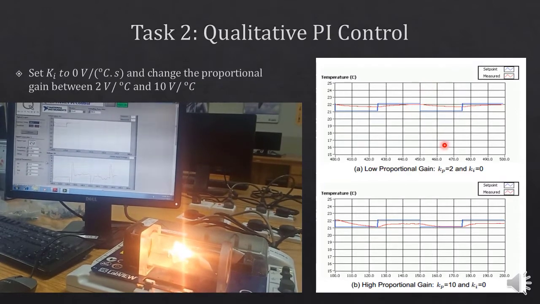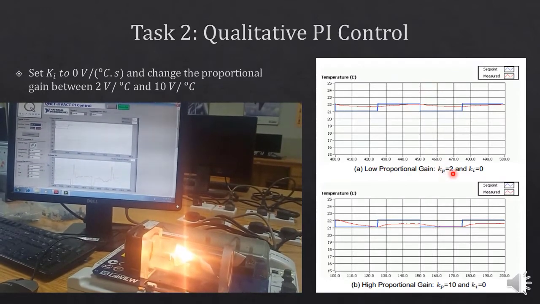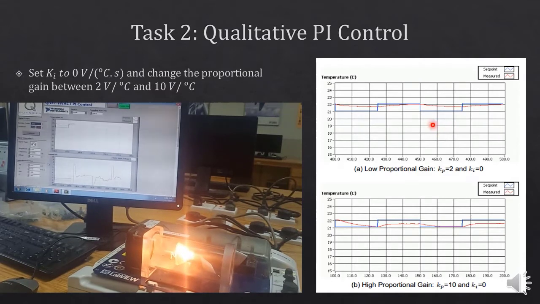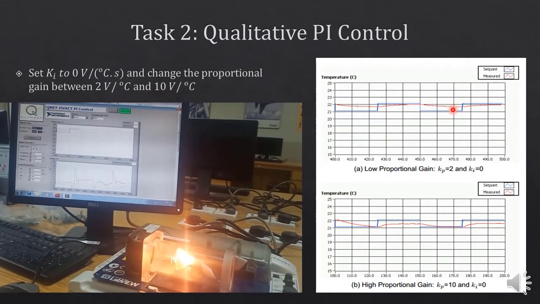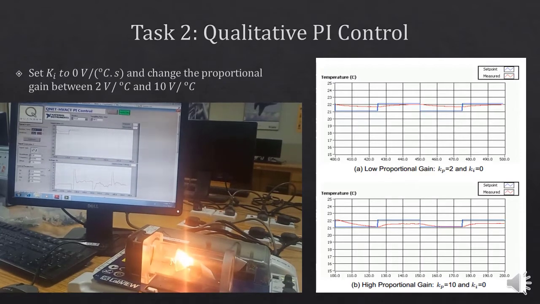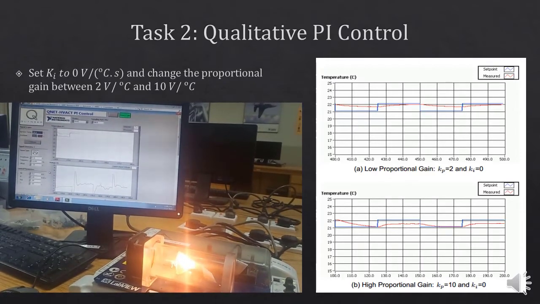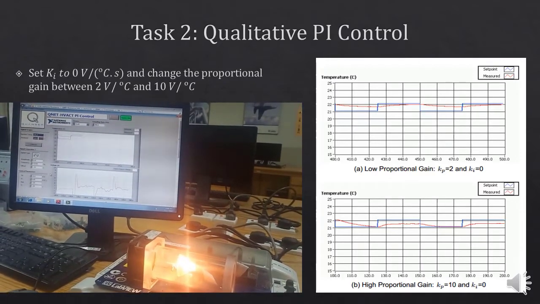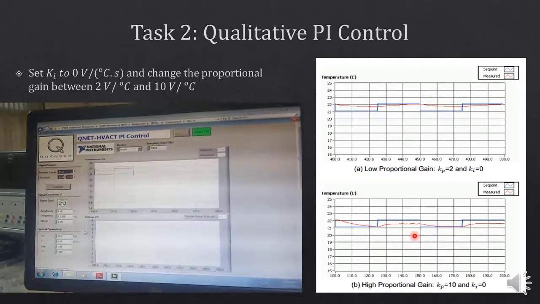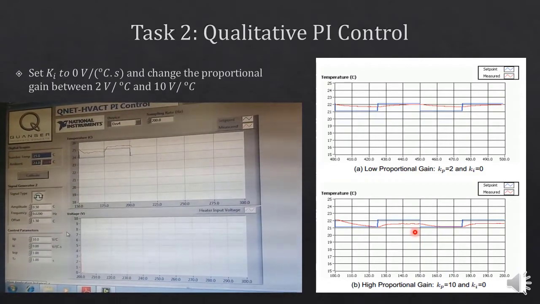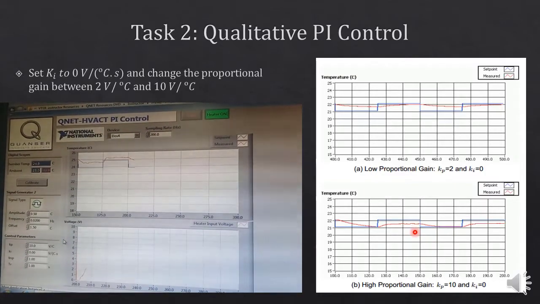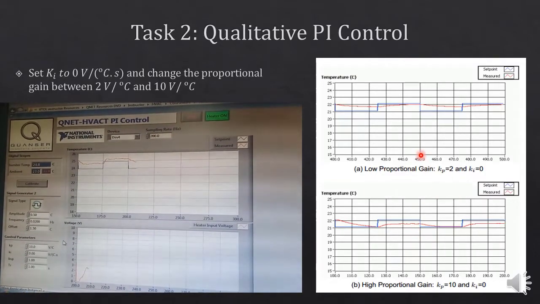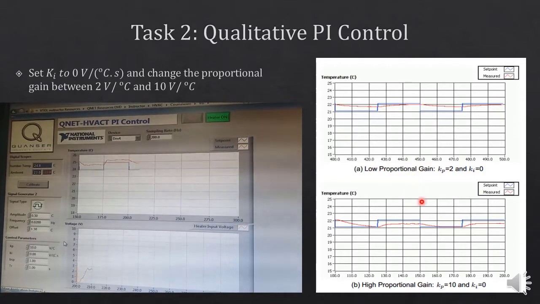Here you can see when I have set the Kp to 2 and Ki to 0, there is a lot of steady state error. The rise time is very slow in this graph. You can see here the set point is not achieved quickly. And when I have set the Kp to 10, the steady state error has sufficiently reduced and settling time is improved here in this graph. You can clearly differentiate between these two graphs.